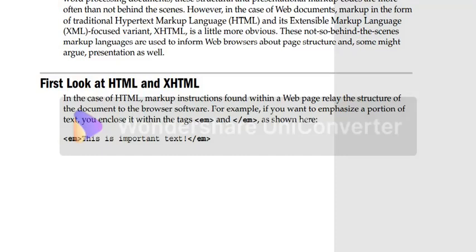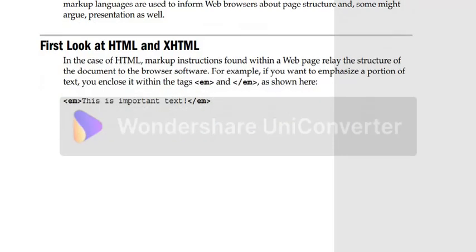First, look at HTML and XHTML. In the case of HTML, markup instructions found within a web page relay the structure of the document to the browser software. For example, if you want to emphasize a portion of text, you enclose it within tags, as shown here: <em>This is important text</em>.